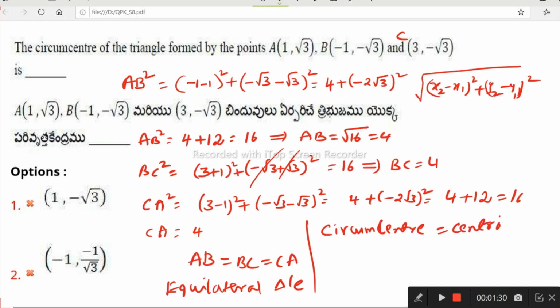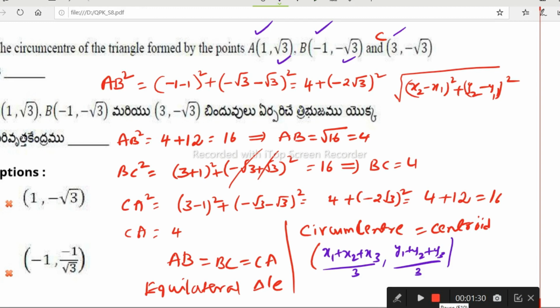You know centroid means the sum of x coordinates, x1 plus x2 plus x3 by 3, and y1 plus y2 plus y3 by 3. You know well, the circumcenter and centroid are equal for an equilateral triangle. You know this is the centroid formula.